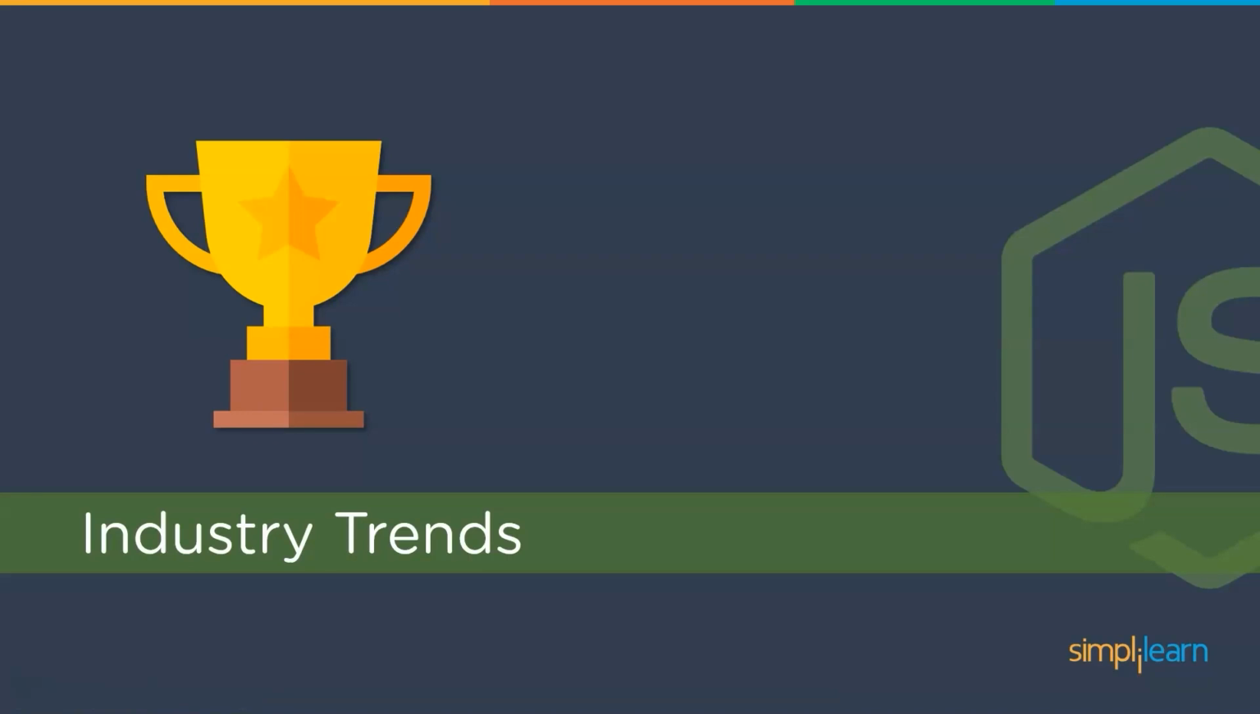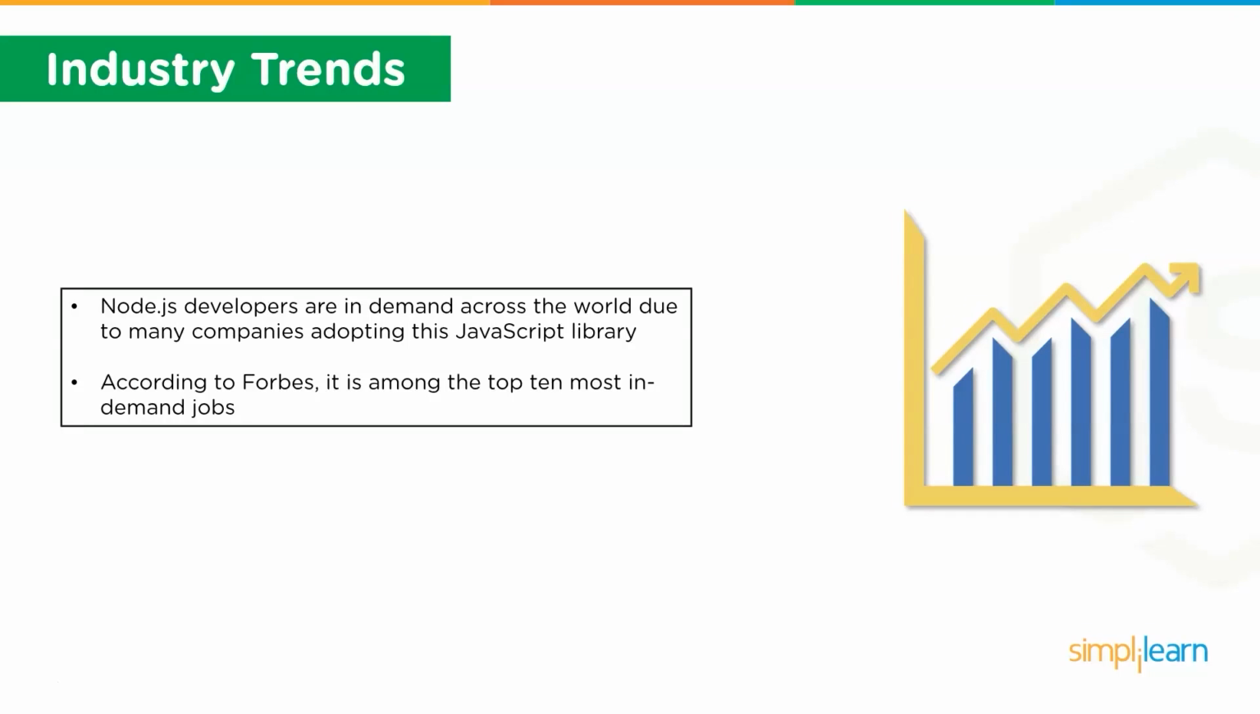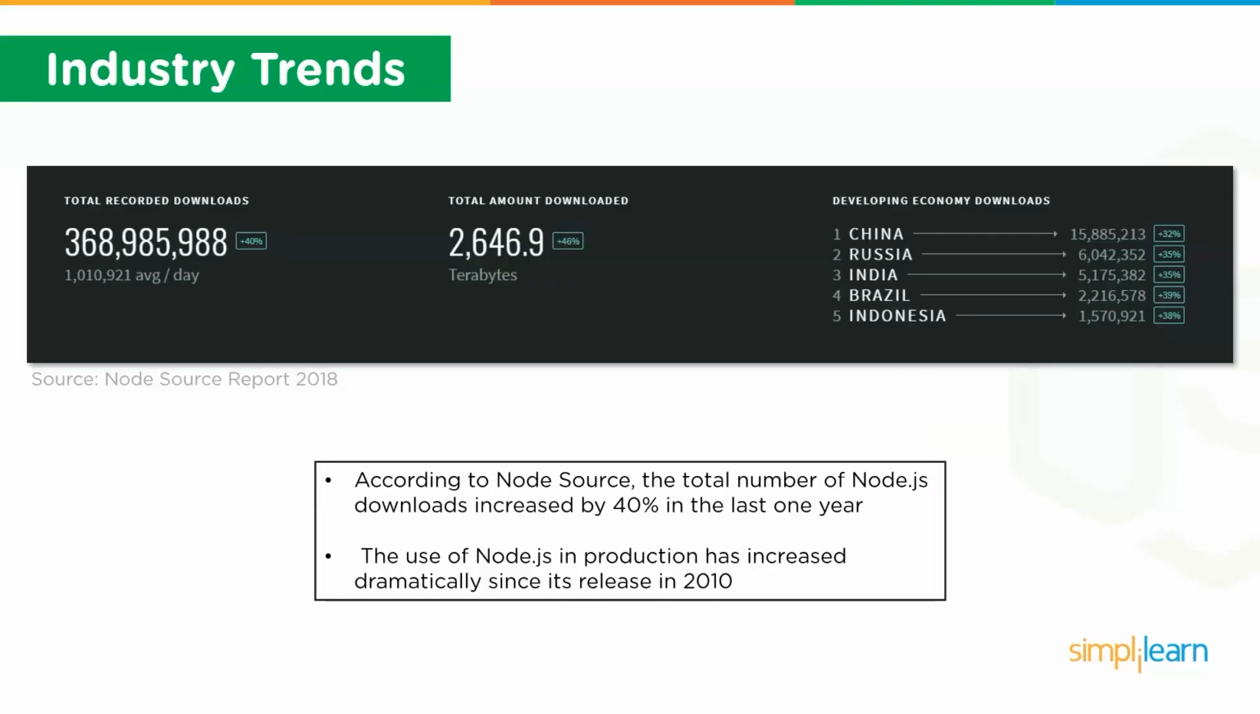Moving on to the last topic of this session, industry trends. Now, Node.js developers are in demand across the globe since many companies are adopting JavaScript libraries. According to Forbes, it is one of the top 10 most in-demand jobs. According to NodeSource, the total number of Node.js downloads increased by 40% in the last 1 year. The use of Node.js in production has increased dramatically since its release in 2010.